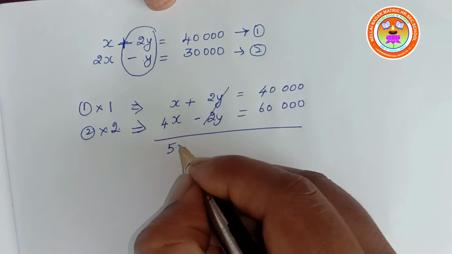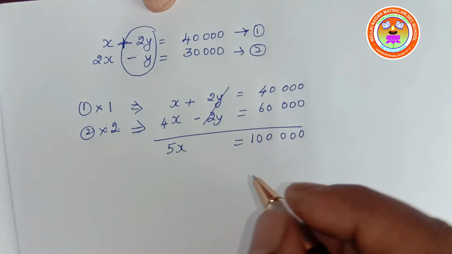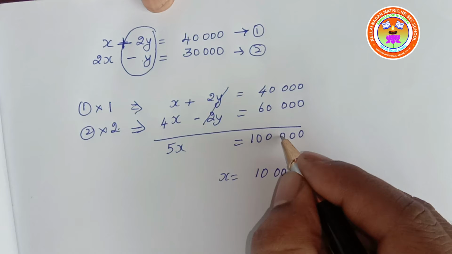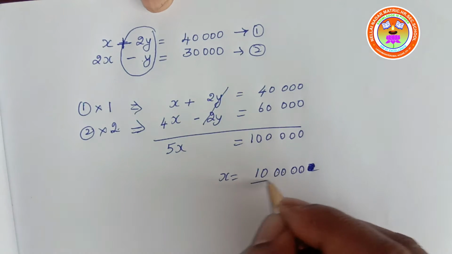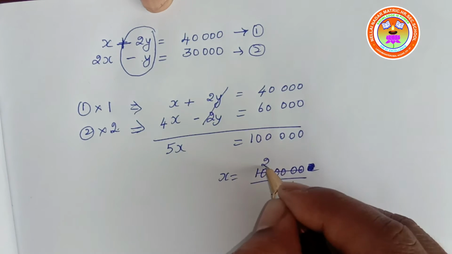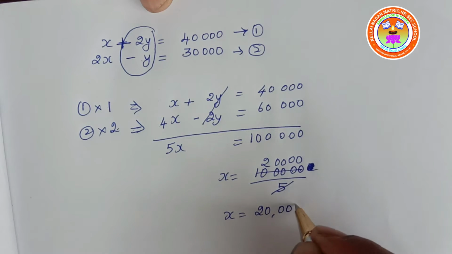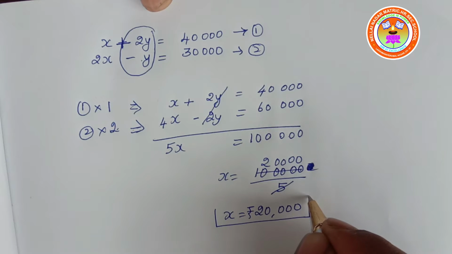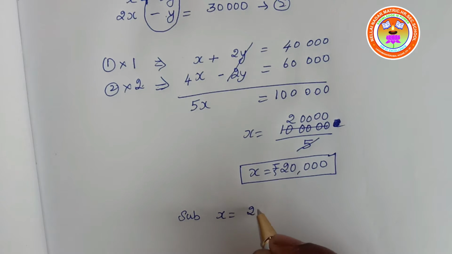4x plus 1x is 5x, equal to 6 plus 4 is 10, so 1 lakh. X is equal to 1 lakh by 5. 5 twos are 10, so zeros. X is equal to 20,000. X equals rupees 20,000, that is the cost of the TV. Now substitute x equal to 20,000.